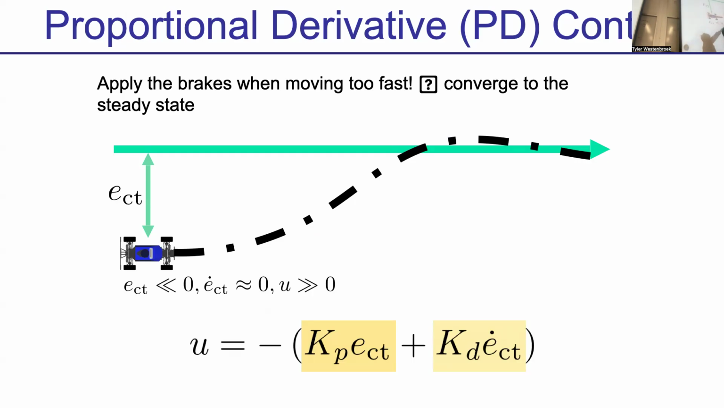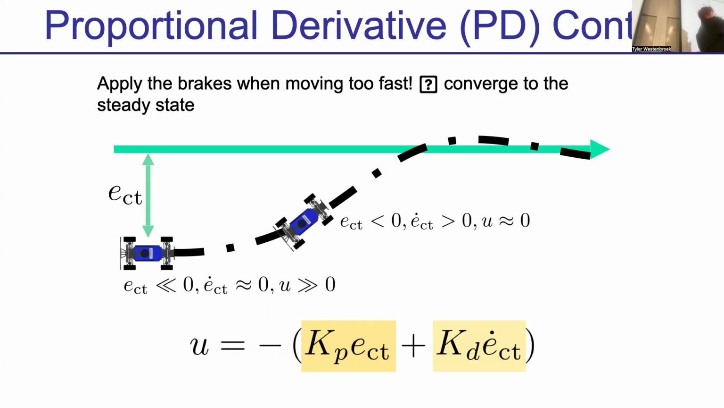And if my derivative error is zero, that means I'm pointed in the direction I want to go, then my derivative term isn't going to do anything, and I'm going to be mostly looking at my proportional term. So if I'm pointing in the right direction for where I want to go in the future, the derivative term doesn't do anything.